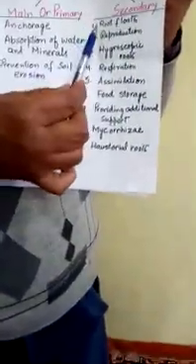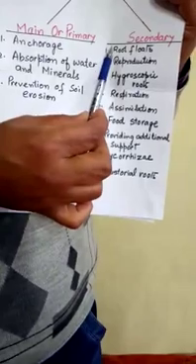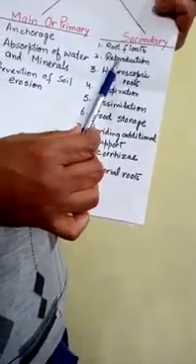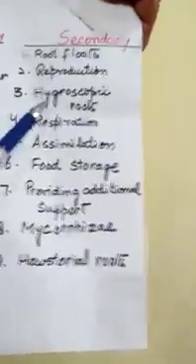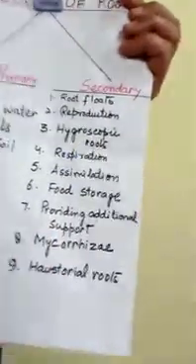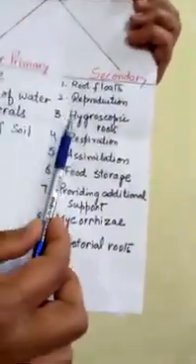Besides these main functions, the roots also perform some secondary functions. Number first, root floats. That means the roots help in floating. Number second, roots also help in reproduction, mainly asexual reproduction, where we have one type, which is vegetative propagation. Number third, the roots of some plants absorb water from the atmosphere with the help of special tissue known as velamen.